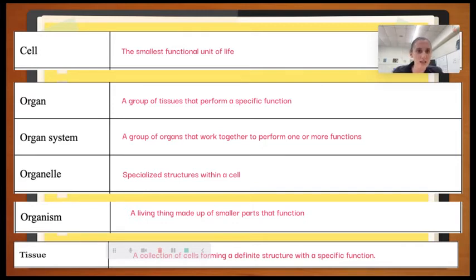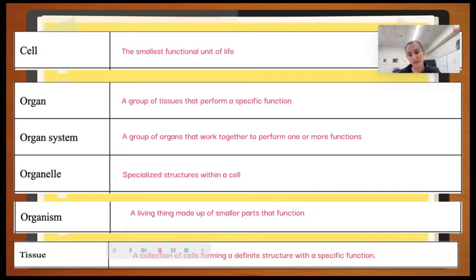Now you should be able to see all of your vocabulary words that you need to fill in for this lesson. Your first vocabulary word is the cell. You should remember this from freshman year bio, that the cell is the smallest functional unit of life. And that's the only and last vocabulary word on that first page of vocabulary.